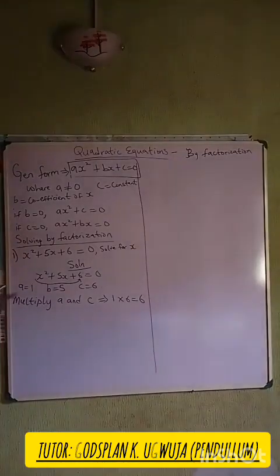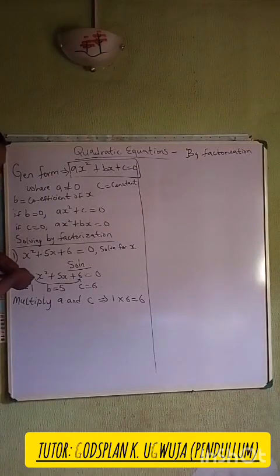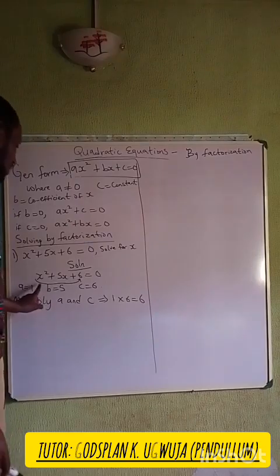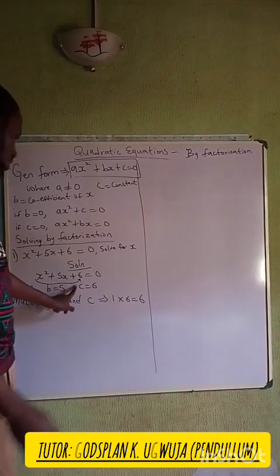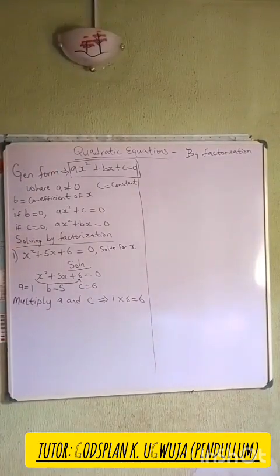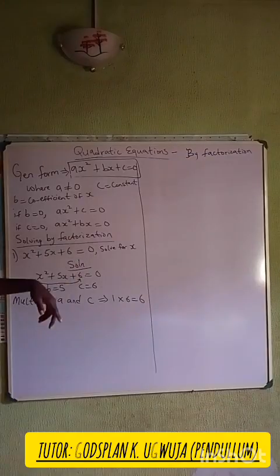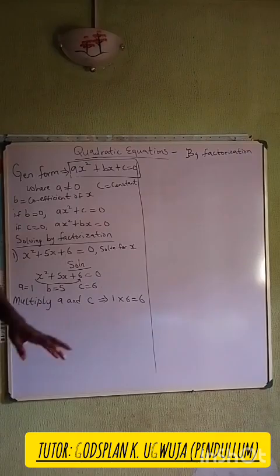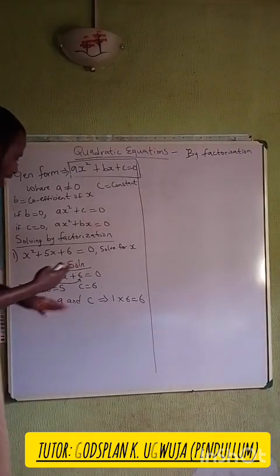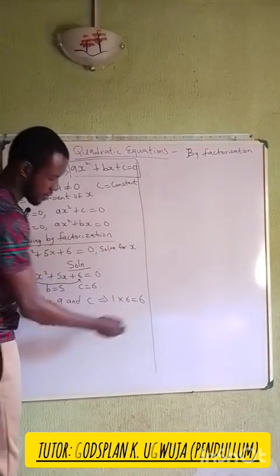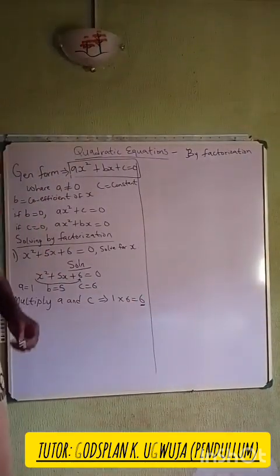The first step is to multiply the coefficient of x squared, a, by the constant. The coefficient of x squared here is 1. The constant is 6. Multiply it to get 6. Now, this is where we begin factorization. We are now going to look for factors of 6. That's this answer we got here. Please listen, pay attention.